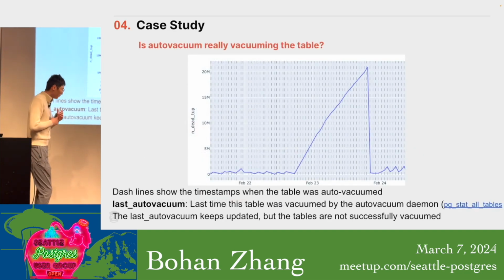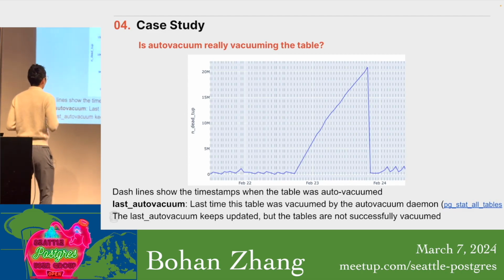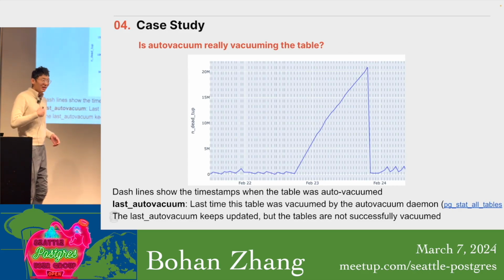So there are also some interesting findings on autovacuum. The first one is: is autovacuum really vacuuming the table? In this example, there is a metric called last autovacuum. This metric indicates the last time this table was vacuumed by the autovacuum daemon. In this figure, the dashed line shows the timestamps when the table was autovacuumed.